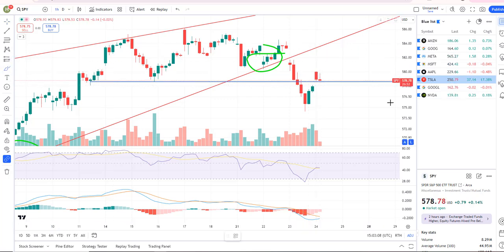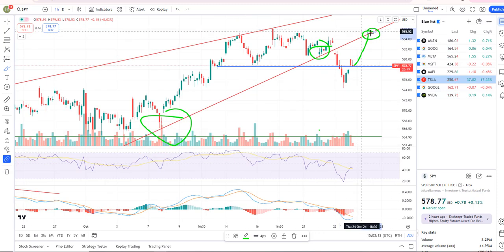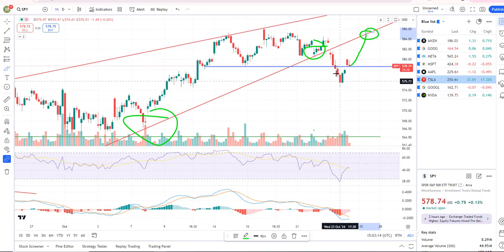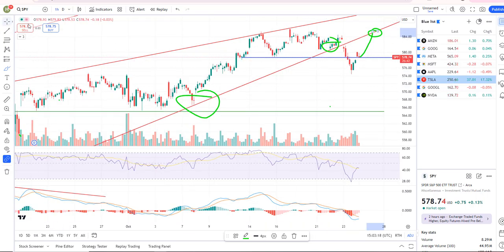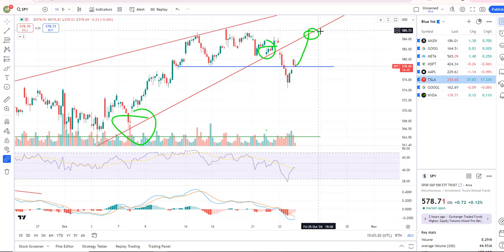Now we could back test the wedge all the way up here. That's always a possibility. Whenever you break, sometimes you just roll over and sometimes you back test. So there's a possibility to maybe back test, put in a new divergent high and then roll over. Keep an eye out for that.